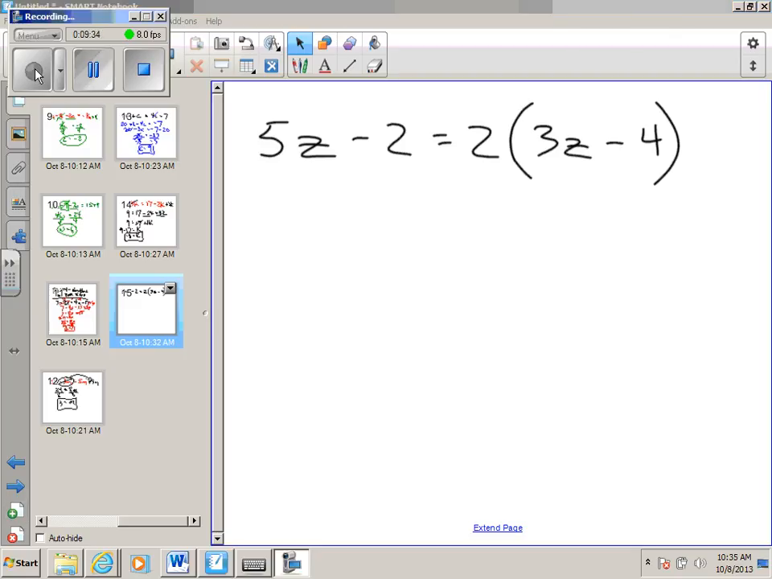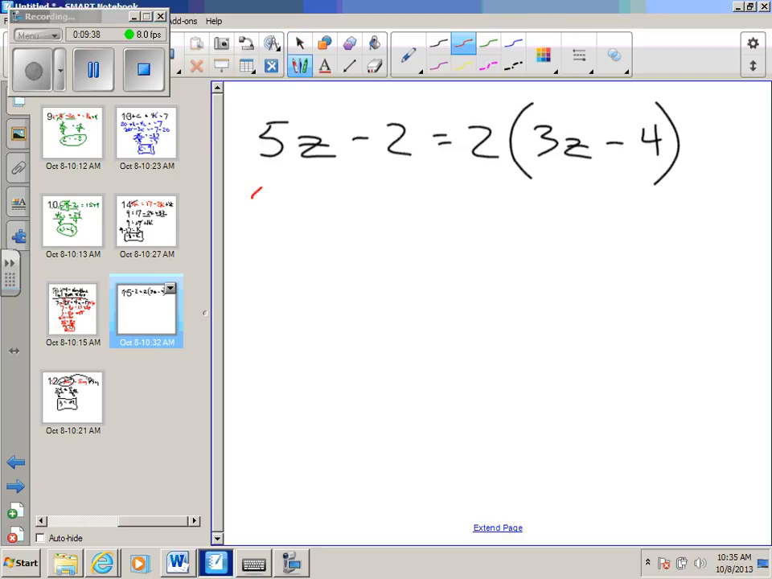You were fine up to a point, and then you just kind of got lost. So let's just recopy this side until we get this parentheses straightened out. 2 times the 3z, 6z. 2 times the negative 4, negative 8. Okay, so you're good here.